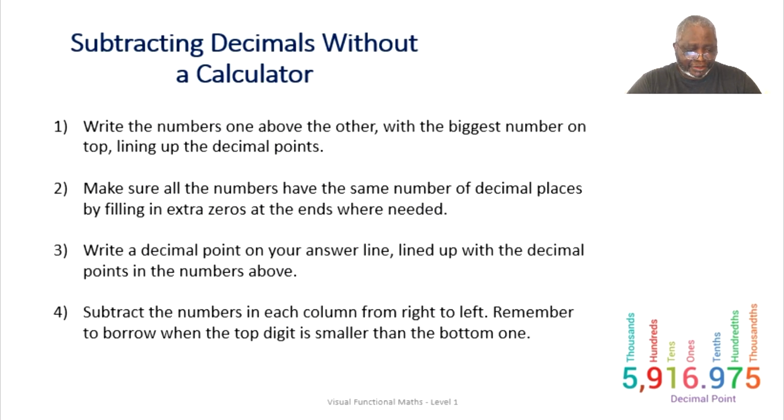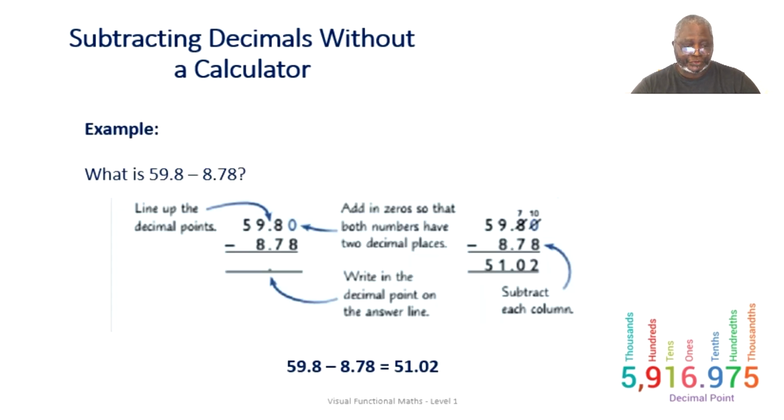Subtracting decimals without a calculator continues. Write the numbers one above the other with the biggest number on top, lining up the decimal points. That's the explanation. Make sure all the numbers have the same number of decimal places by filling in extra zeros at the end where needed. Write a decimal point on your answer line, lined up with the decimals in the numbers above. Subtract the number in each column from right to left. Remember to borrow when the top digit is smaller than the bottom one. This is subtracting, and this is an example.